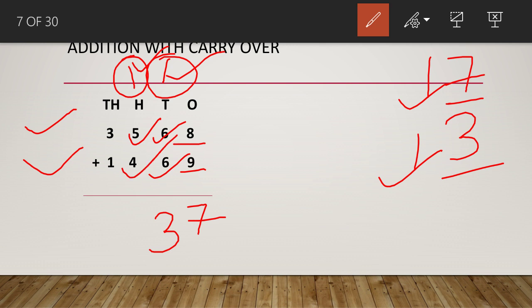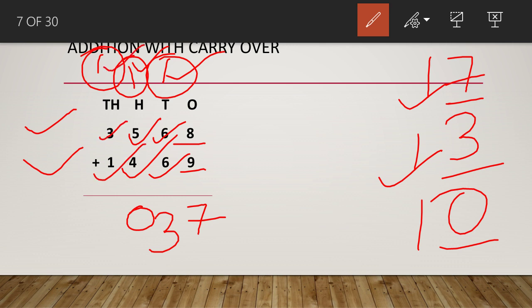Now we will add all the numbers which are at the hundred place, and the numbers are 1, 5, 4. So the sum of 1, 5 and 4 is 10. Now we will write 0 at the hundred place and we will put 1 at the thousand place as carryover. Now we will add all the numbers which are at the thousand place, and the numbers are 1, 3 and 1. So the sum will be 5. Thus, when we add 3568 with 1469, the sum will be 5037.